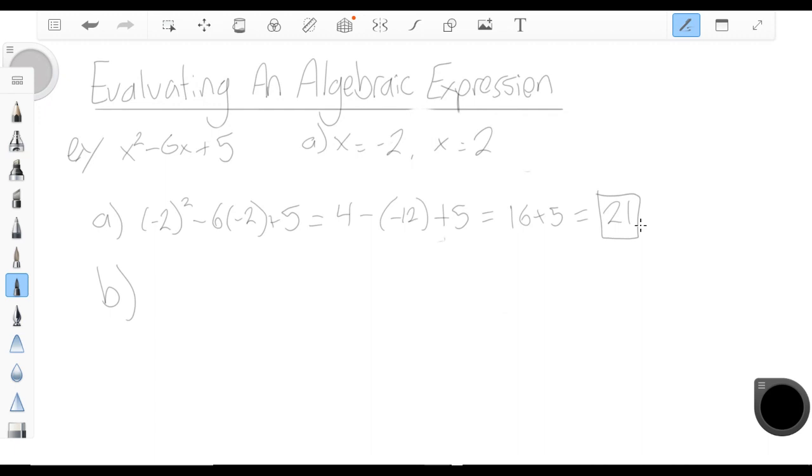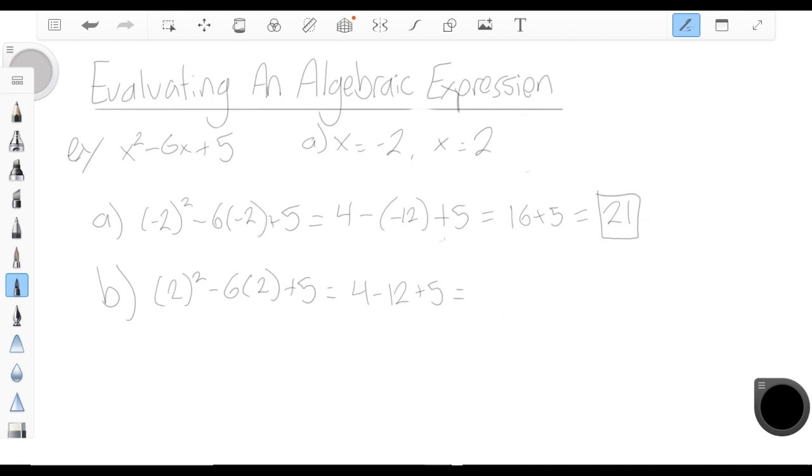Now let's go on to the other one. Let's say x is equal to 2. Let's see what happens. So we have 2 squared minus 6 times 2 plus 5. 2 squared is just 2 times 2, which gives us 4. Minus 6 times 2. Now 6 times 2 is 12, so we have not a negative 12, but a positive 12.